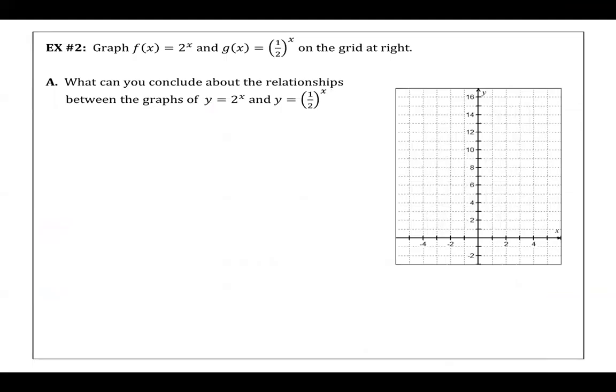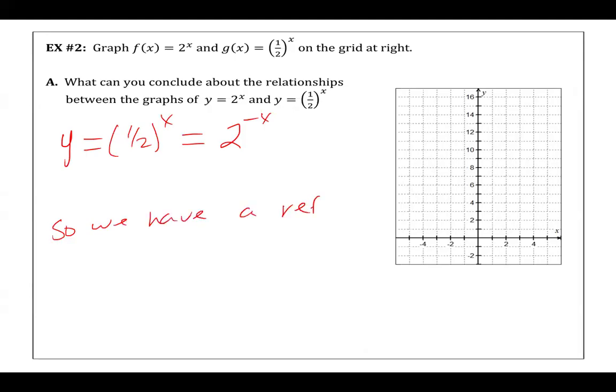Okay. So do you guys remember our transformation rules? If I have a negative x, it causes me to reflect over the y-axis, right? Negative y, we reflect over the x-axis. So y equals 1/2 to the x is equivalent to 2 to the negative x. That's why you have that y-axis reflection.